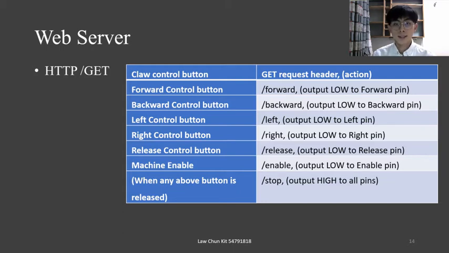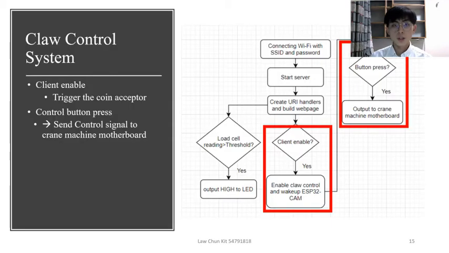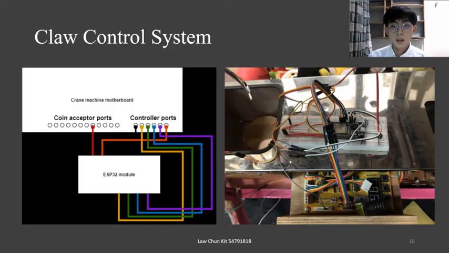the claw moving. The claw control system sends the control signal to the crane machine motherboard to control the claw, and the command consists of the enable button from the first phase to trigger the coin acceptor, and the claw control command determined by the control button pressing. So here shows how the hardware interface between the ESP32 development kit and the crane machine is connected.